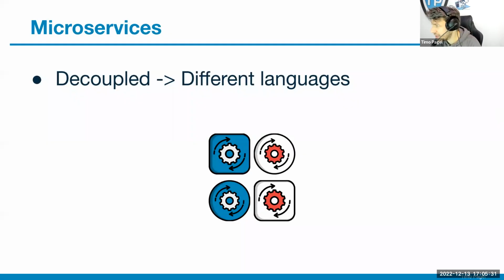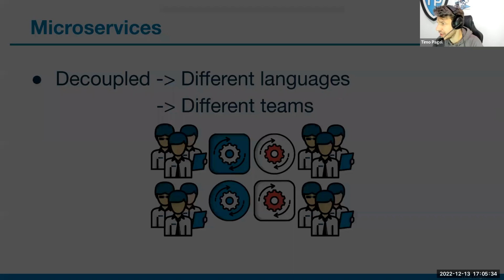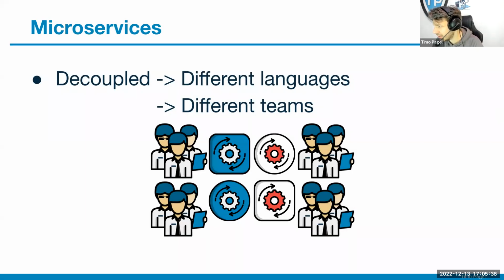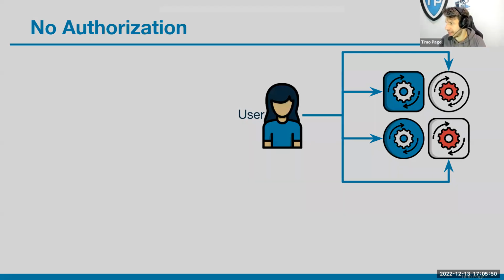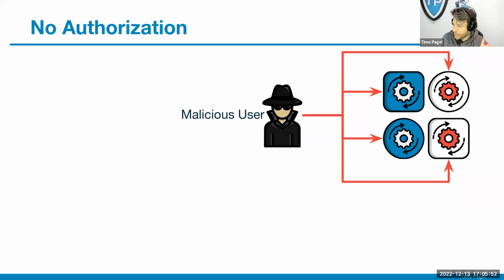Microservices are decoupled, so they're created in different languages and by different teams. And sometimes you want to throw away a microservice and completely rebuild its functionality in another language. So no authorization, I think everyone understands that is not an option. A malicious user could do whatever this malicious user wants to do. So we need authentication and afterwards authorization.